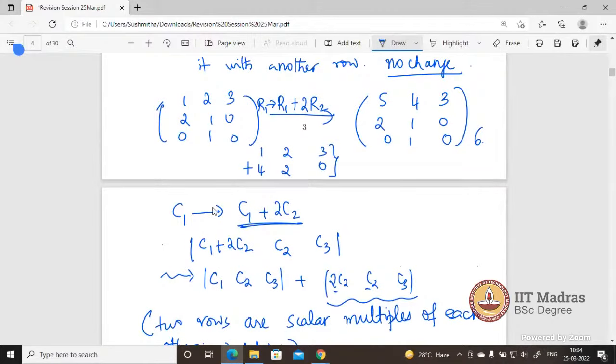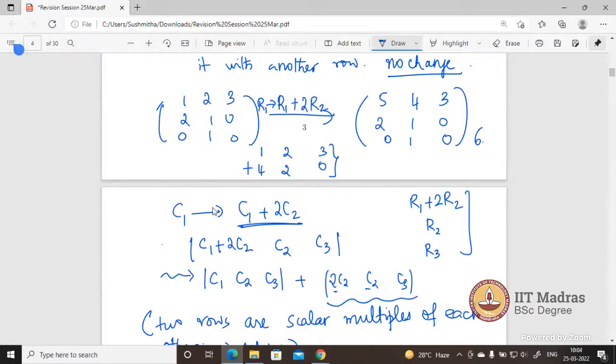Then I think the explanation, writing it as columns is easier. I could have written it like this: R1 is replaced with R1 plus 2 R2, with R2 and R3 unchanged. So I should write the matrix like this. Right?